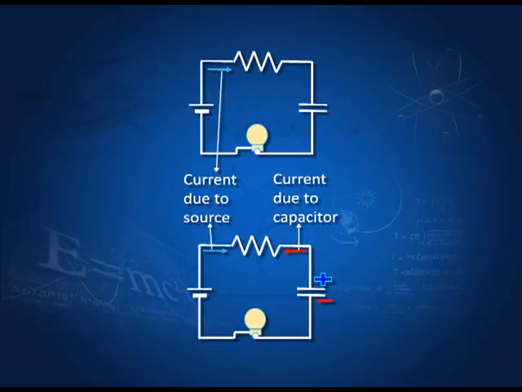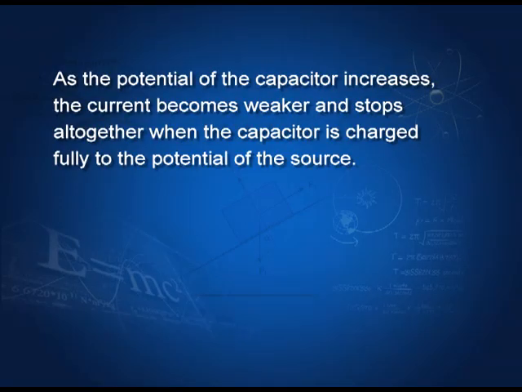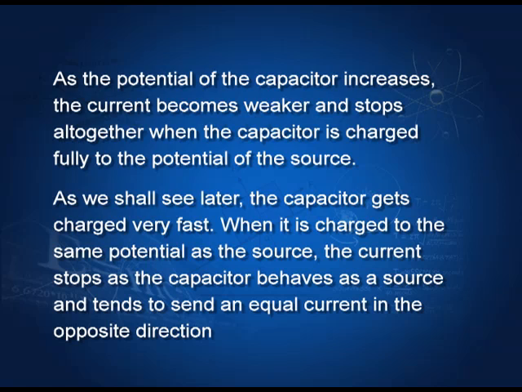glowing bulb. We have a bulb here, and a current flows which is transient, that means it flows for a very short time, and the bulb glows only for that interval of time. As the potential of the capacitor increases, the current becomes weaker and stops altogether when the capacitor is charged fully to the potential of the source. So, if the potential of the source is the same as the potential of the capacitor, then the current stops.